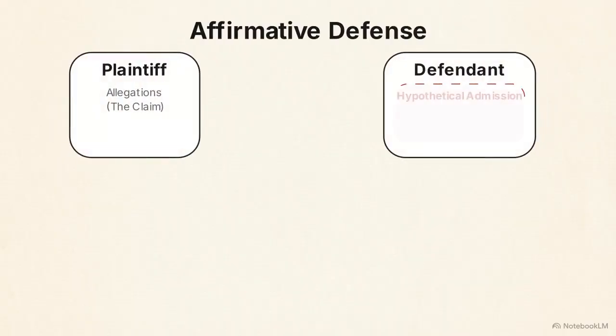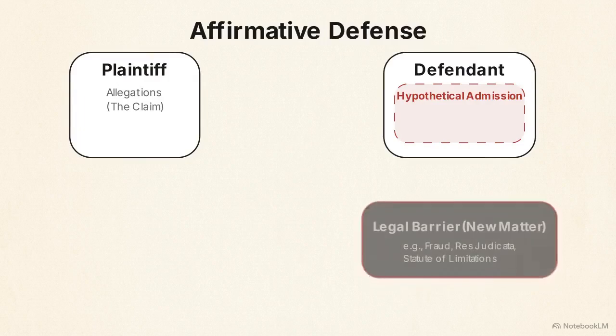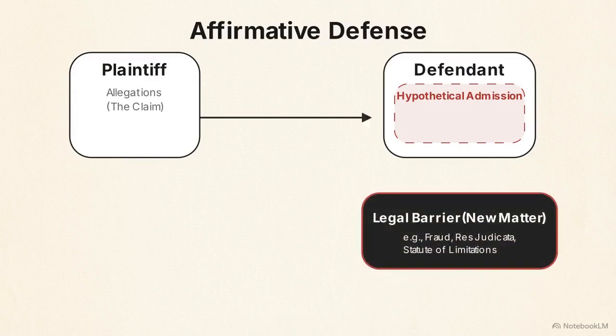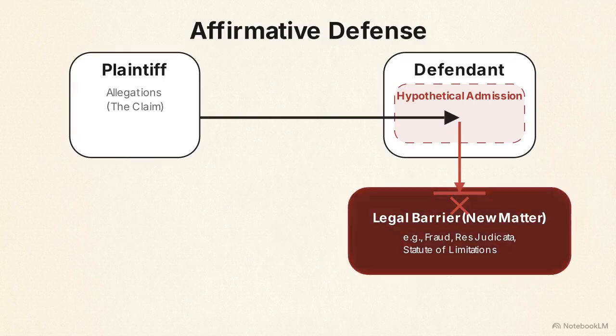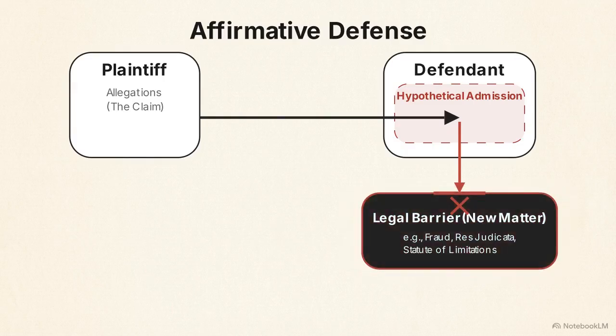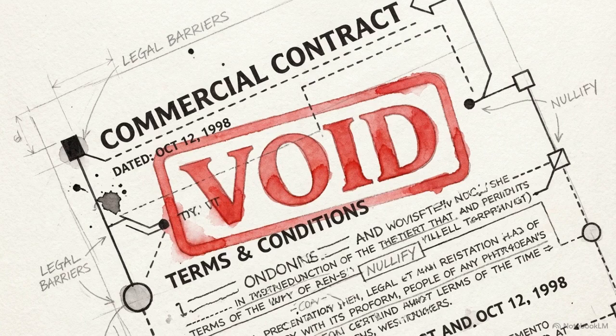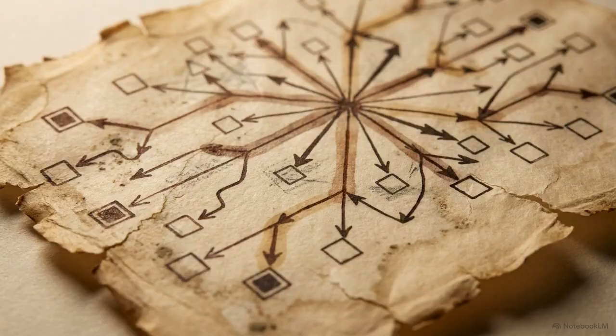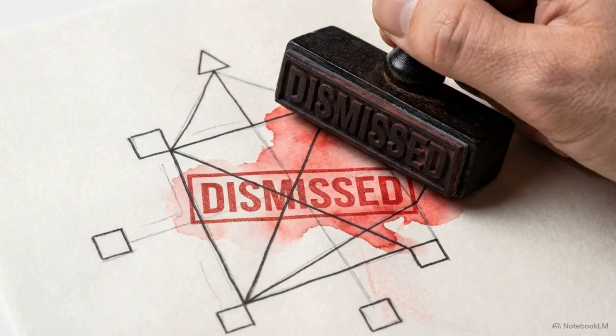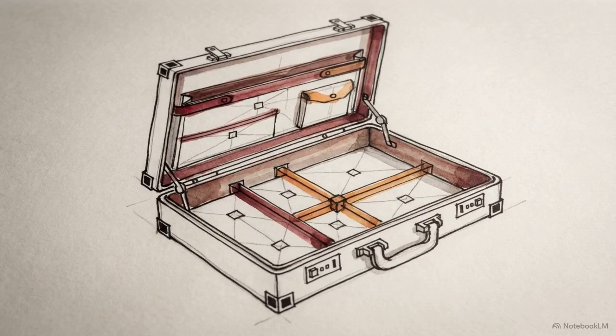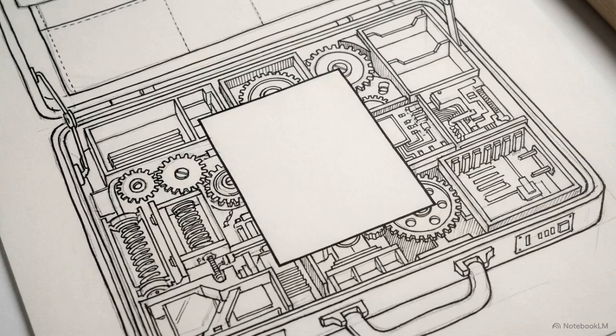Alternatively, an affirmative defense hypothetically admits the plaintiff's allegations while introducing a new matter that bars recovery. The arrow enters the defendant's node, but is immediately redirected into a legal barrier. These barriers include fraud, payment, or the statute of limitations. If a debt has prescribed under the Civil Code, the plaintiff is barred from recovery, regardless of whether the debt was once valid. Defendants must raise these defenses early. Rule 6 dictates that affirmative defenses are considered waived if they are not included in the initial answer.